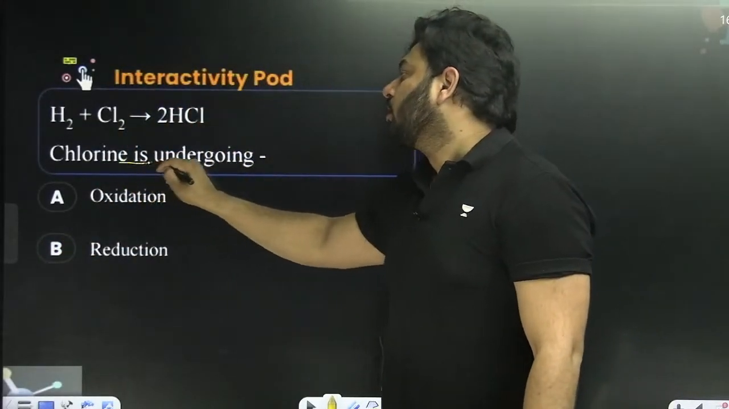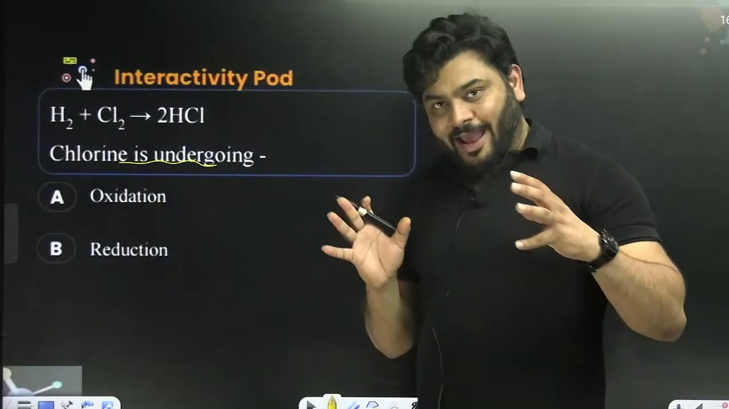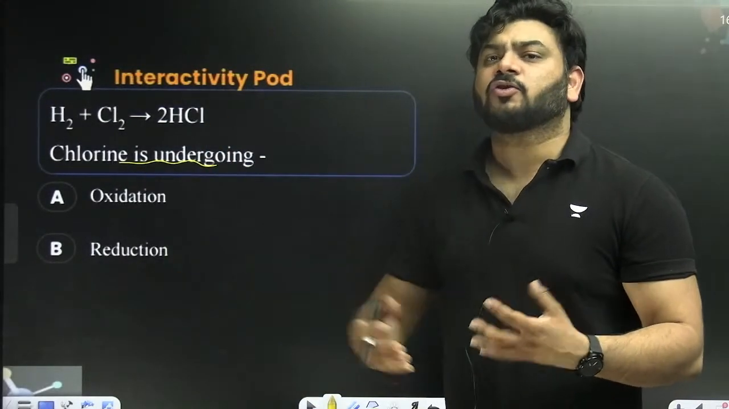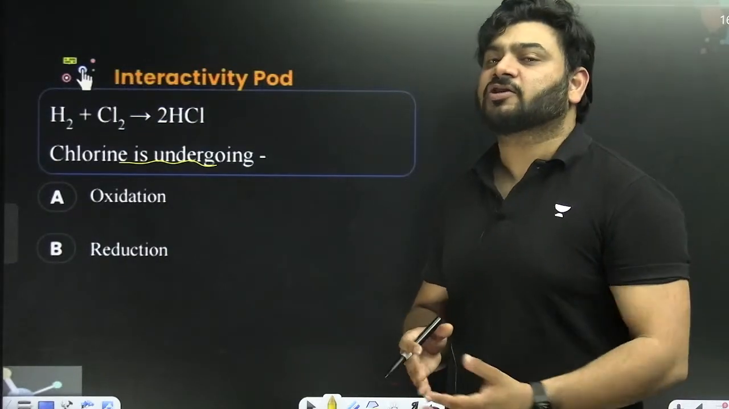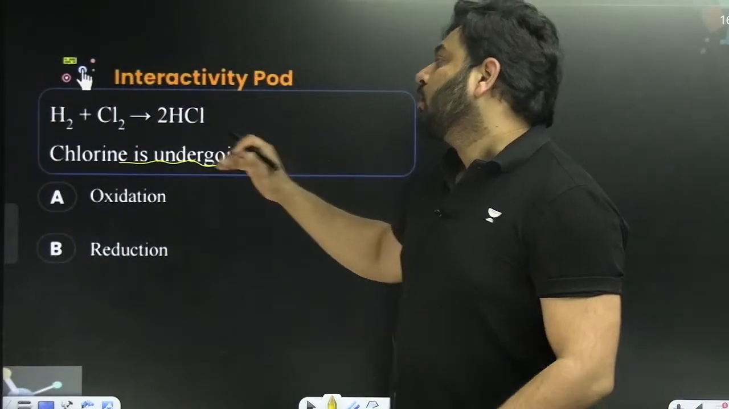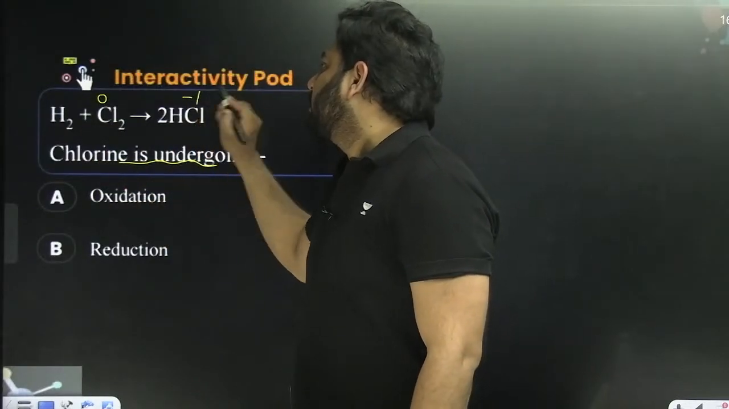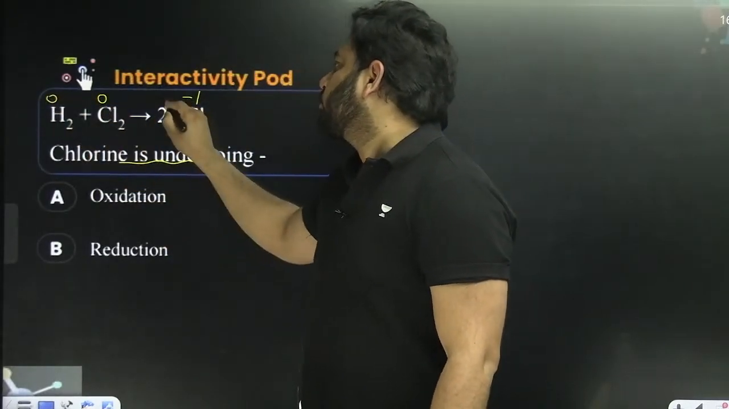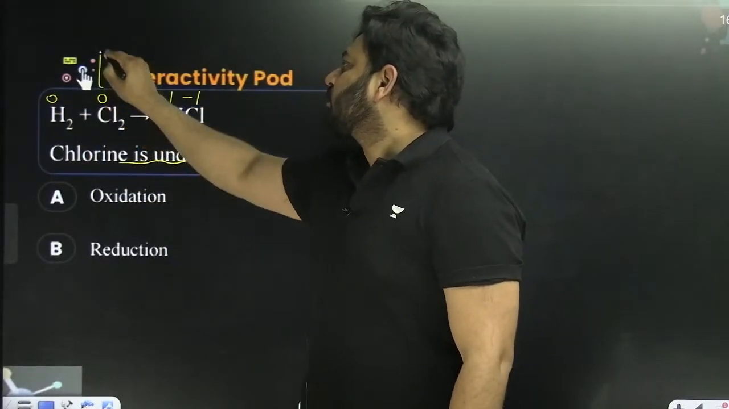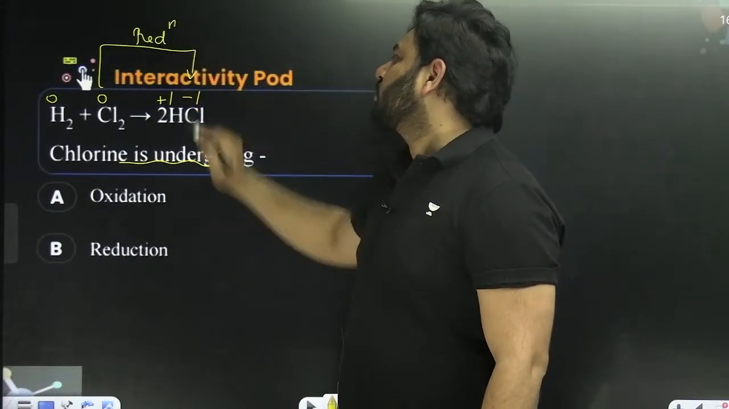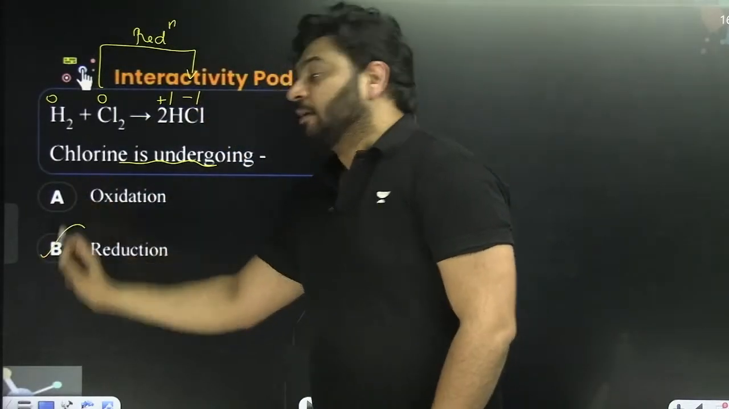The chlorine undergoes what? Guys, as you all know, addition of hydrogen to some substance leading to some product is an example of reduction. But there's one more thing we can do: chlorine from 0 oxidation state going to -1, and hydrogen from 0 going to +1. Then we can say that chlorine is undergoing reduction and hydrogen is undergoing oxidation. So the correct answer should be B.